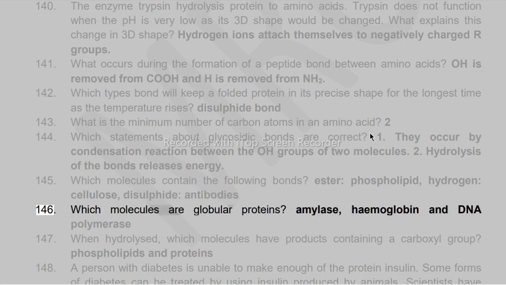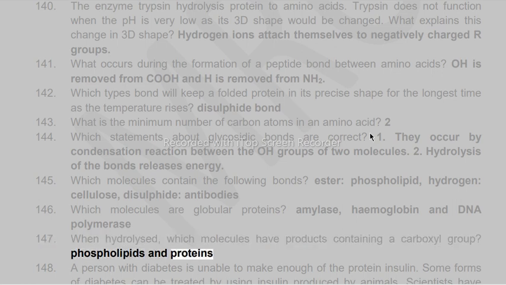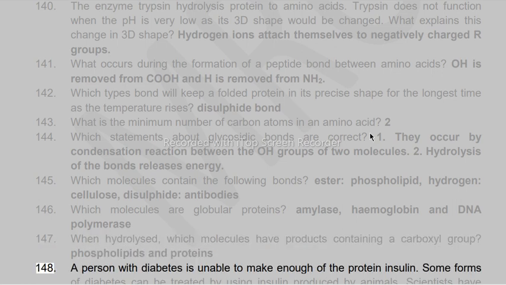146. Which molecules are globular proteins? Amylase, hemoglobin and DNA polymerase. 147. When hydrolyzed, which molecules have products containing a carboxyl group? Phospholipids and proteins. 148. A person with diabetes is unable to make enough of the protein insulin.